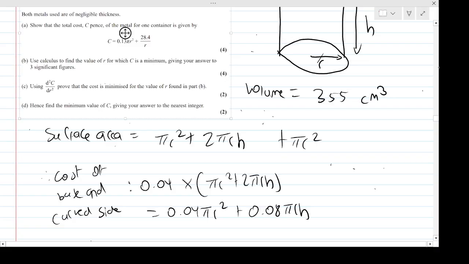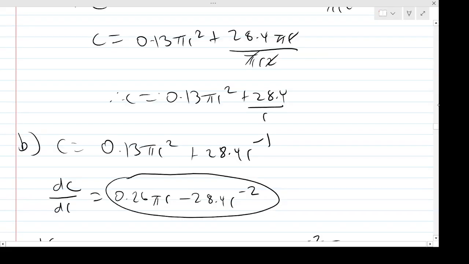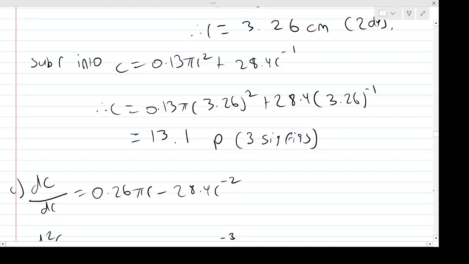Oh no, that's why. I did part D already. No, part B. I didn't read the question. I did more than I needed to. For part B, I only needed to find the value of R. For part D, I needed to find the minimum value of C. Okay, I did that already. Yes, my R is already to 3 significant figures.